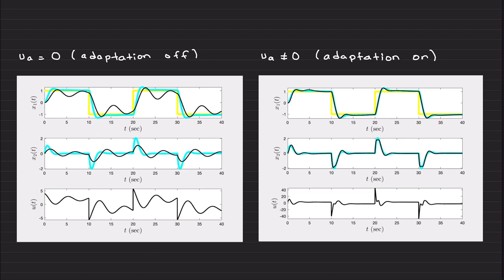When we turn on the adaptation, the system nicely approaches the ideal reference model position, and adaptation cancels the effect of the uncertainties so that PID can do its job. All right, so I hope you enjoyed this example. Again, code it yourself, try different adaptation gains and PID gains, and just try to have fun.